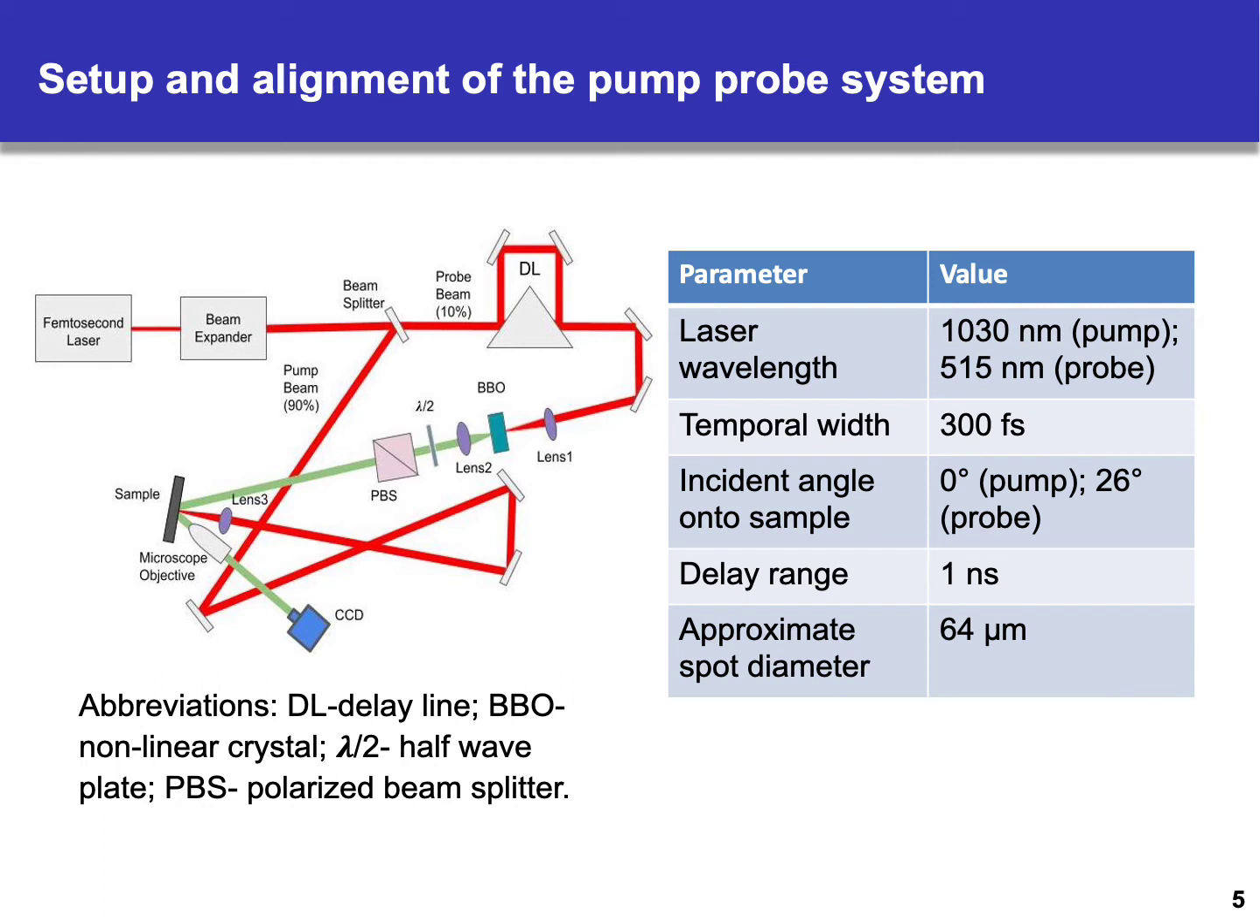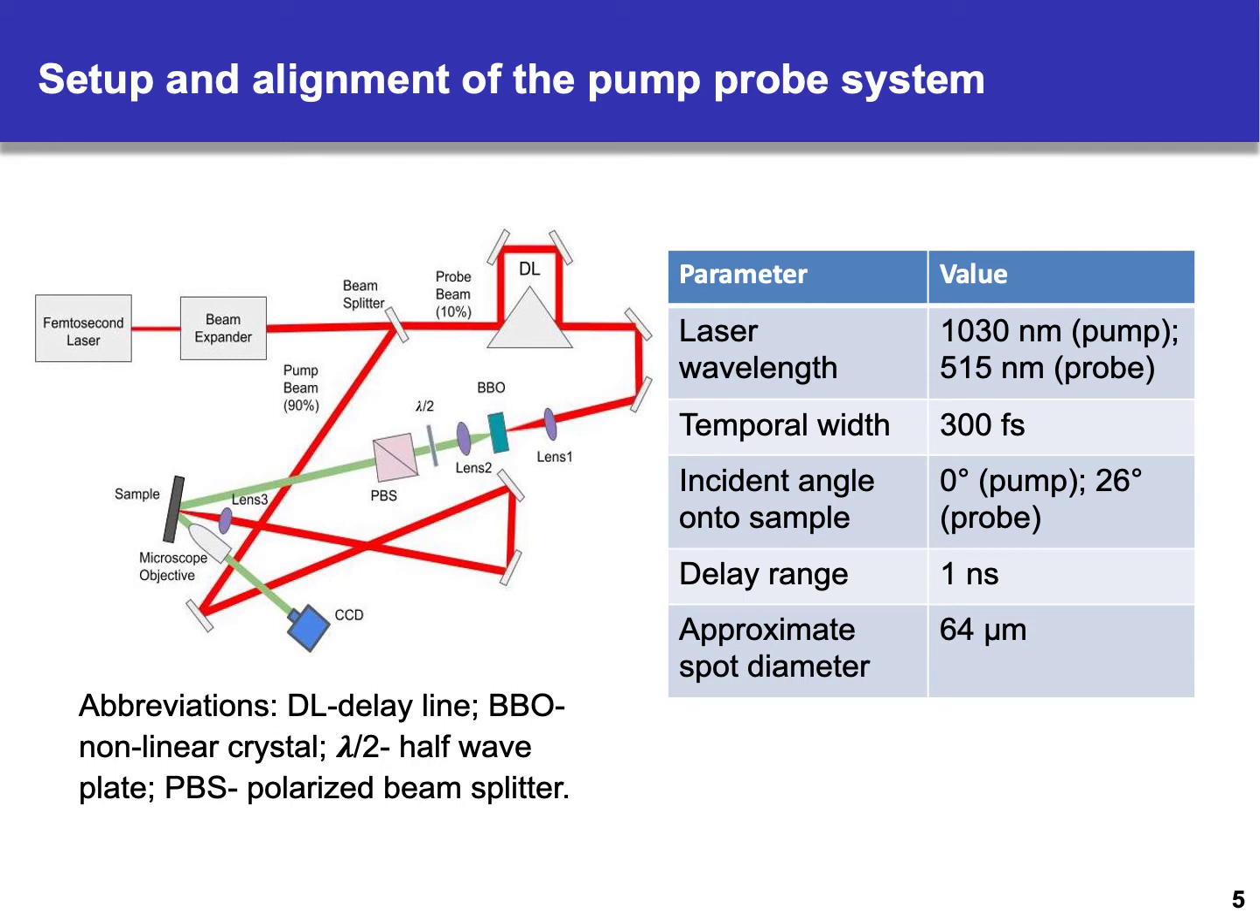So this is the setup for my pump probe system, in which a femtosecond laser emits a single pulse of wavelength 1030 nanometers. That pulse is then split into a pump and probe pulse using a beam splitter. The pump pulse, carrying 90% of the power, is directed in a path so that it irradiates the sample surface at a normal angle at the focal point.